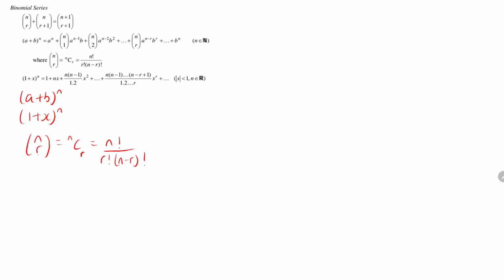I'm just going to go through how you would find these coefficients and how you would substitute them into this formula to obtain them. So, for example, let's say we had the expansion of (a + b) cubed. Now, we could use the binomial expansion formula for this, or we could expand it out in the good old-fashioned way by doing (a + b) times (a + b) times (a + b).